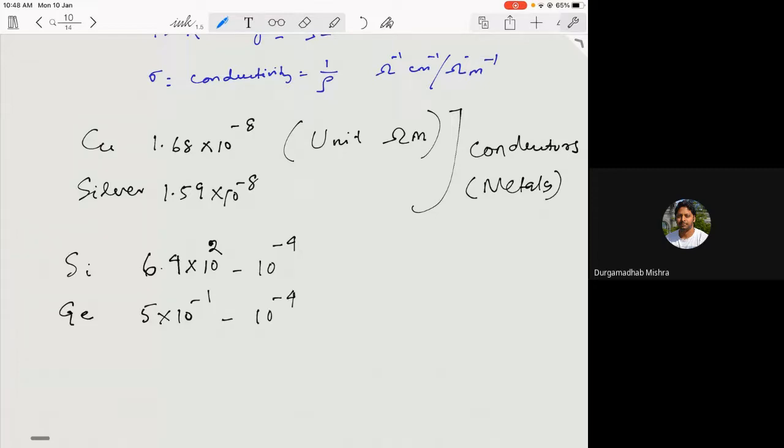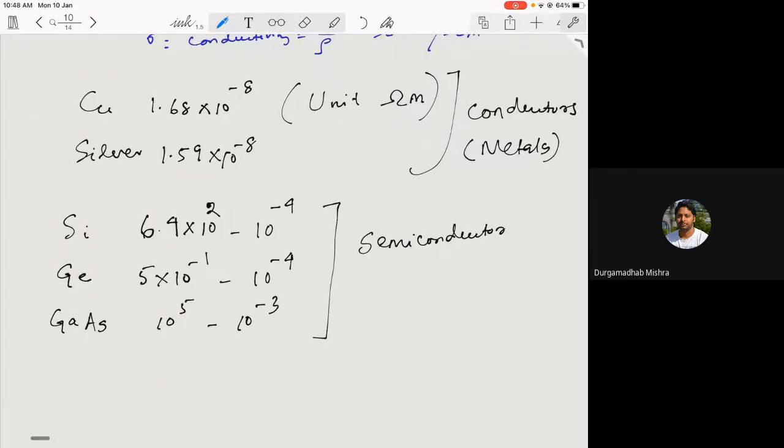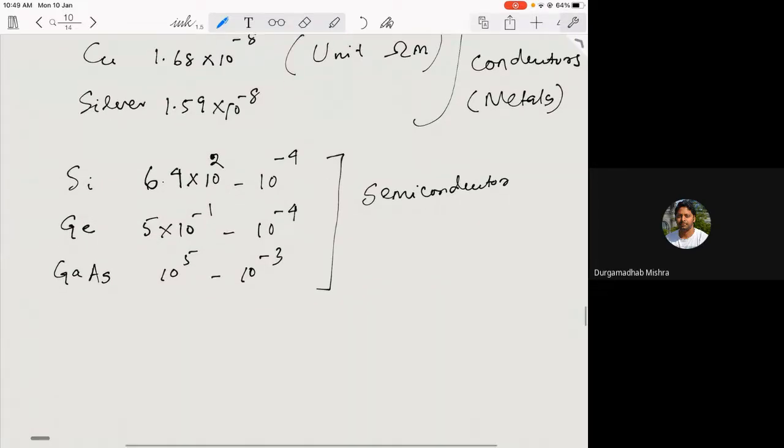Similarly, you have gallium arsenide, another semiconductor. It's a compound semiconductor, 10 to the power 5 to 10 to the power minus 3. And these are known as your semiconductors. So the resistivity is much higher compared to your metals, and you have a wide range in which the conductivity or the resistivity can vary. Why this variation? It is because of the doping. What is doping? The number of dopants in the semiconductor. So you can vary the resistivity or the conductivity.